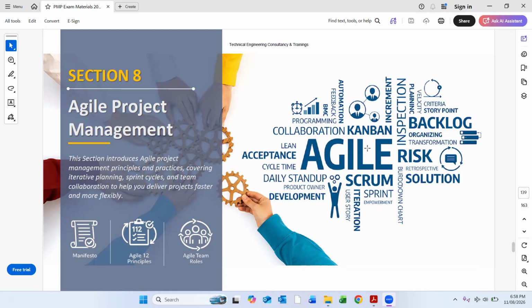So we have a manifesto, then we have the agile 12 principles which we are going to discuss, and agile team roles are also there. So this is all we are going to discuss today.